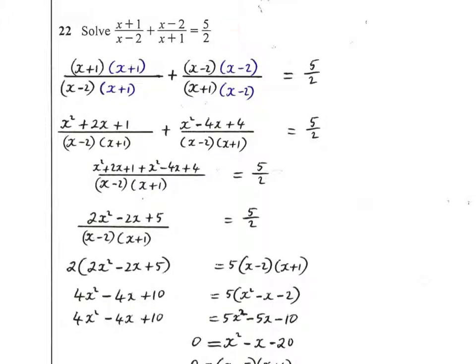To solve, first of all we need a common denominator, so it's x minus 2 upon x plus 1, which means the first fraction we multiply top and bottom by x plus 1. The second fraction we multiply the top and the bottom by the x minus 2. Combine them like that. Once we've got the common denominator, we simply add them, so we get 2x squared minus 2x plus 5 all over the x minus 2 times x plus 1 will equal 5 over 2.